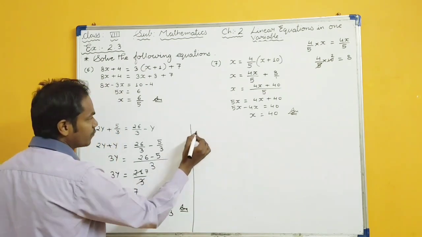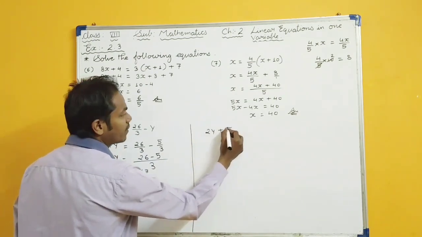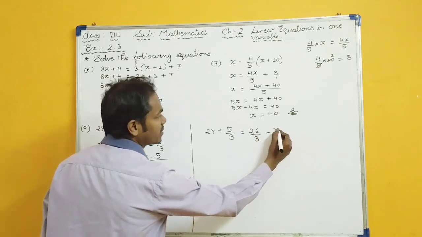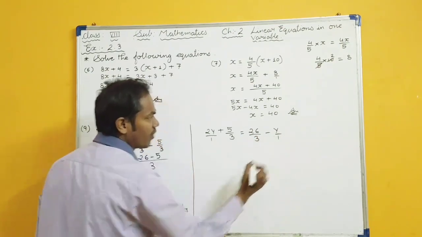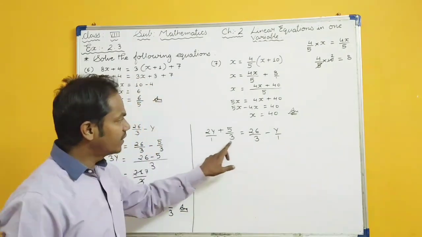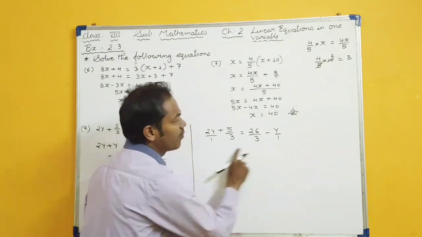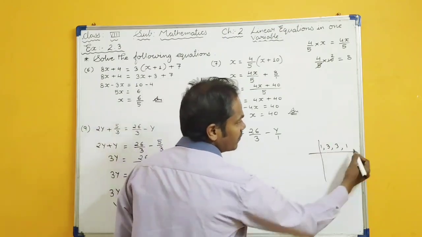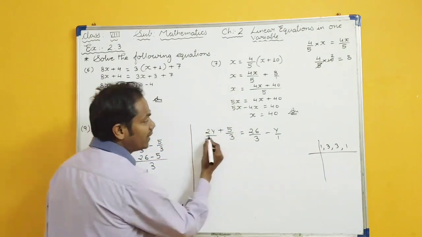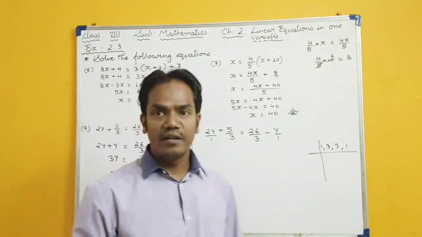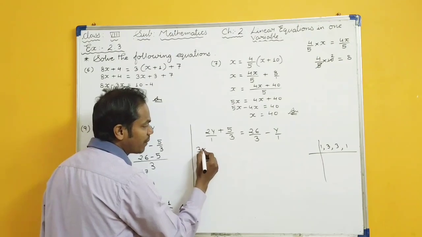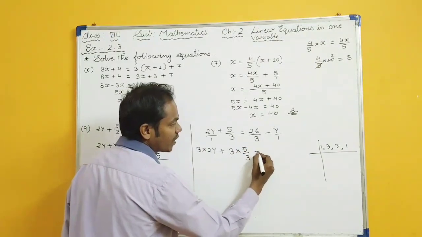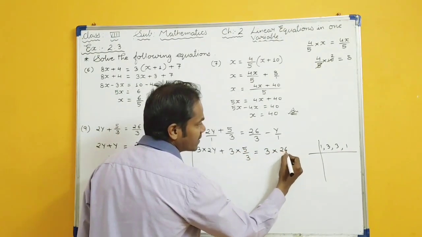How you can solve? First I am writing question. 2y plus 5 upon 3 is equal to 26 upon 3 minus y. Nothing is there means 1. What is the denominator? 1, 3, 3, 1. When I take LCM of denominator, 1, 3, 3, 1, you will get LCM 3 only. So multiply your every term by 3. 3 multiplied by 2y plus 3 multiplied by 5 upon 3 equal to 3 multiplied by 26 upon 3.